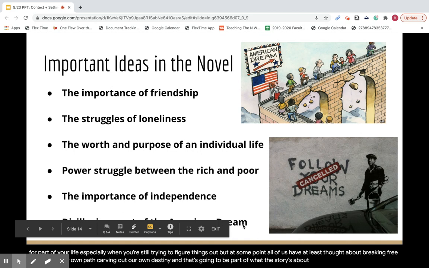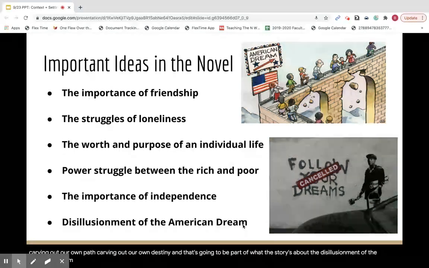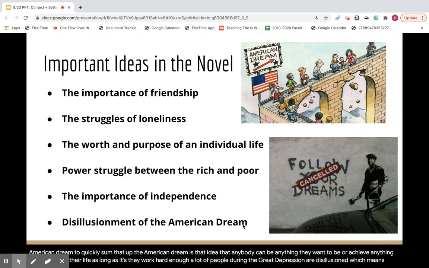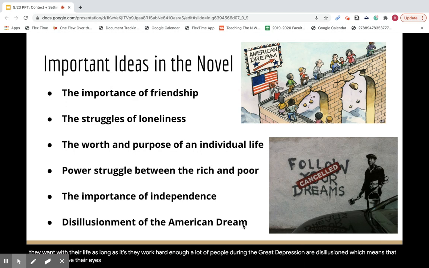Last, the disillusionment of the American dream. To quickly sum that up, the American dream is that idea that anybody can be anything they want to be or achieve anything they want with their life as long as they work hard enough. A lot of people during the Great Depression are disillusioned, which means that they sort of have their eyes opened in a negative way to the reality of what's possible and what's not possible. A lot of people realize that the American dream is not going to come true and might not ever come true for a lot of them.